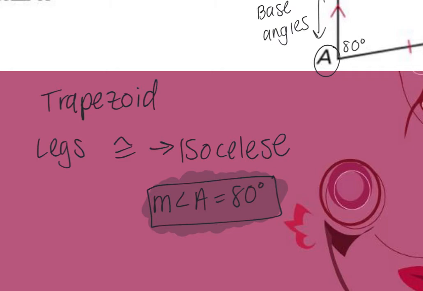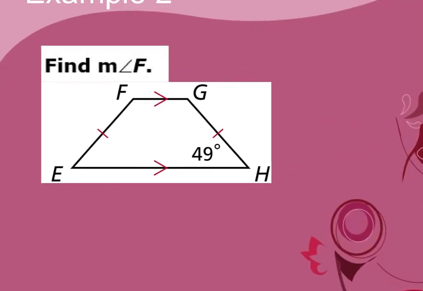Example 2. Okay. Trapezoid or kite? Trapezoid. Why is it a trapezoid? Because it has one pair of parallel sides. Good. Is it isosceles? Yes. Yep.